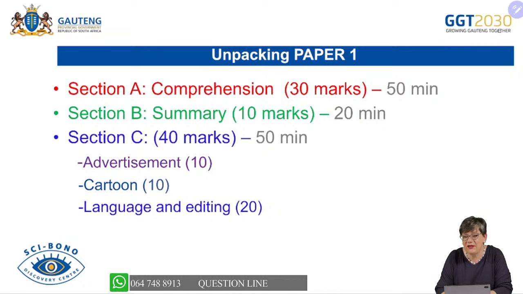Now, can I give you a tip? Start with the easiest part. Start with your summary first. It's the easiest way to get marks. If you're scared to start with the comprehension, do it later. After you've done the summary, then go to your section C. You know we're going to give you an advertisement and a cartoon. And I'll show you the same kind of questions pop up every time.